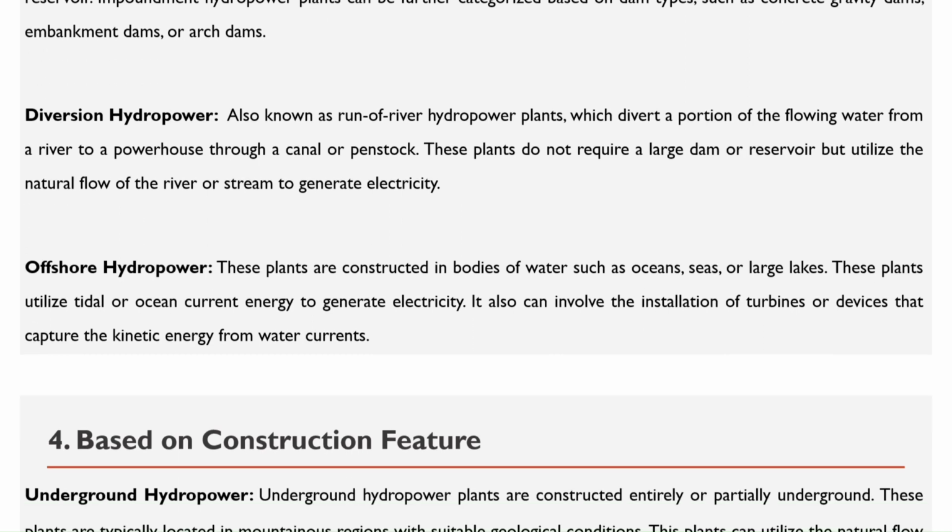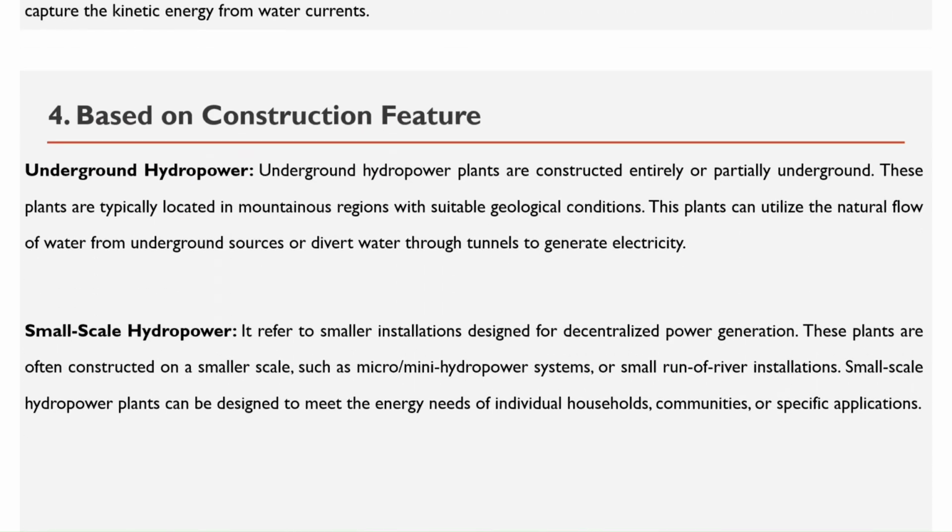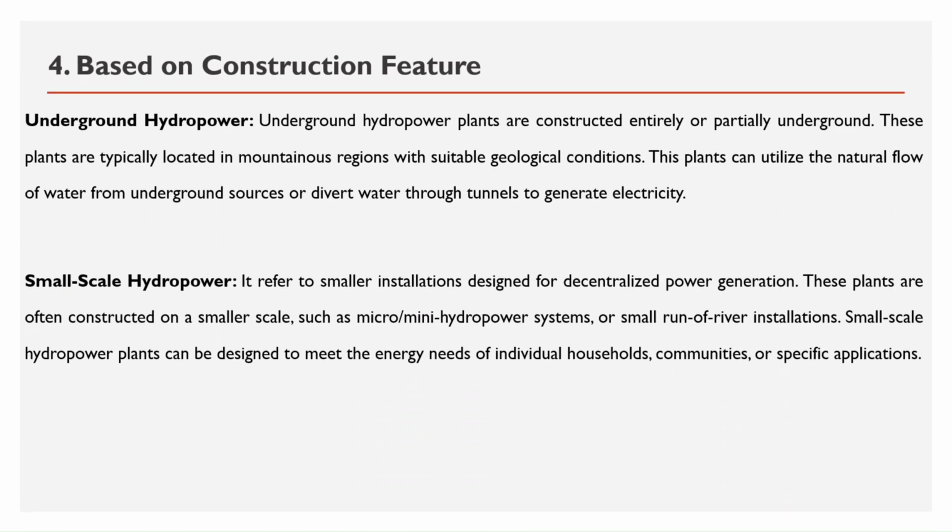4. Based on construction feature. Underground hydropower. Underground hydropower plants are constructed entirely or partially underground. These plants are typically located in mountainous regions with suitable geological conditions. These plants can utilize a natural flow of water from underground sources or divert water through tunnels to generate electricity.